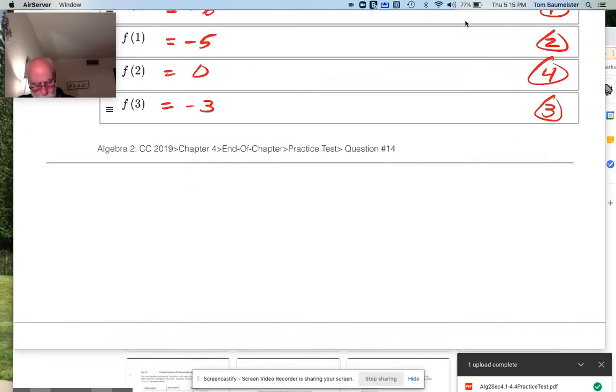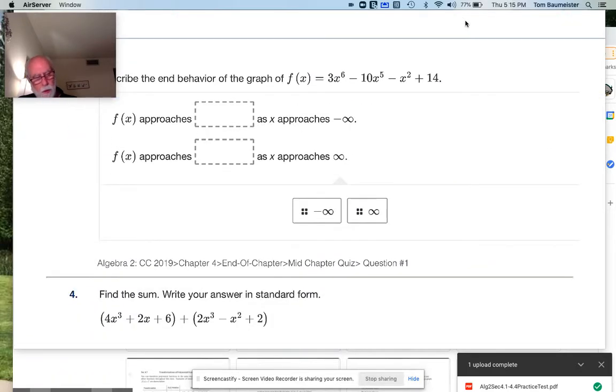Okay, let's see. Number 3, it says describe the end behavior of the graph of f of x is equal to 3x cubed minus 10x to the fifth minus x squared plus 14. On this one right here, remember, we talked about it in the very first section. So we knew the highest degree is there, right? So that would make it an even function. If it was an odd number, it would be an odd function.